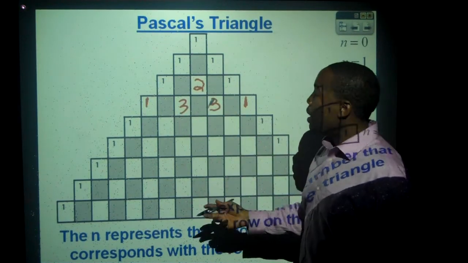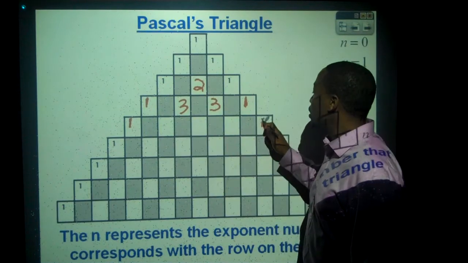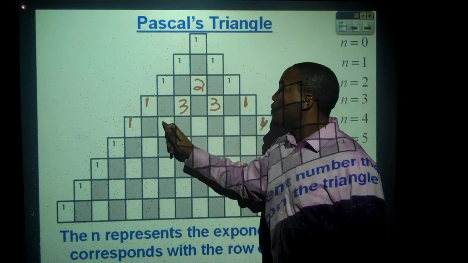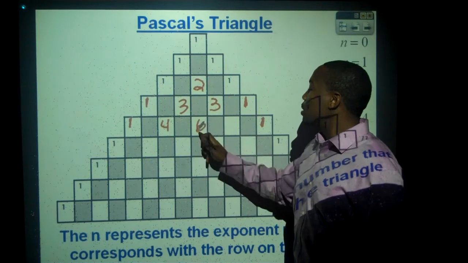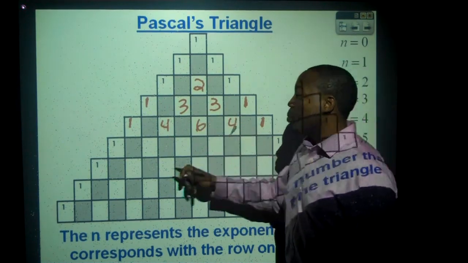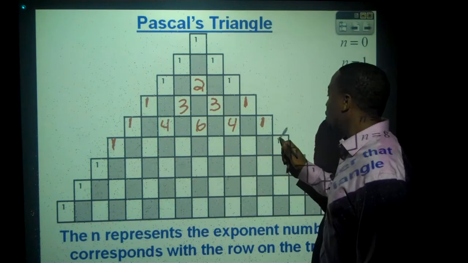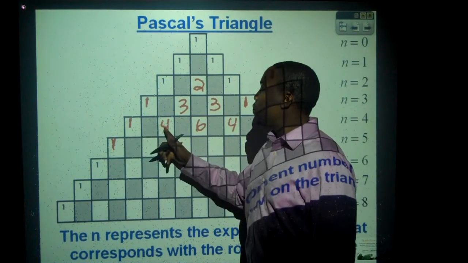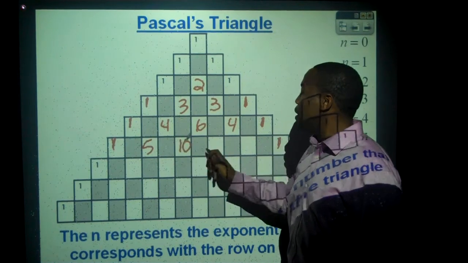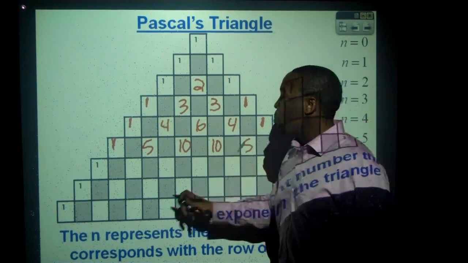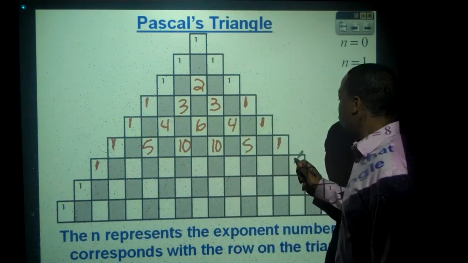And we follow the same pattern. Put a 1 on the outside. 1 plus 1 gives me 4, right? 3 plus 3 gives me 6. 3 plus 1 gives me 4. Put a 1 on the outside. Add the middle. 1 plus 4 gives me 5. 4 plus 6 gives me 10. 10, 5. Put 1 on the outside, add the middle.